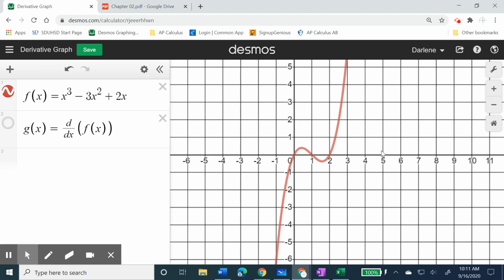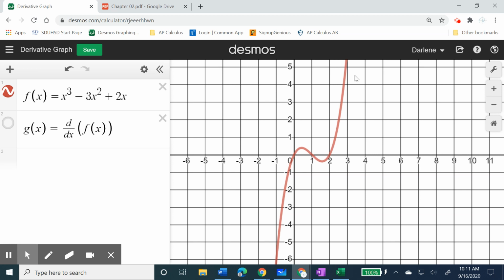Why would f prime graph be decreasing left of 0.5 instead of increasing? Actually, this is f right now. I don't know if that's what the question was. This is f, not f prime. Let me show this, and then I'll see if you still have your question.